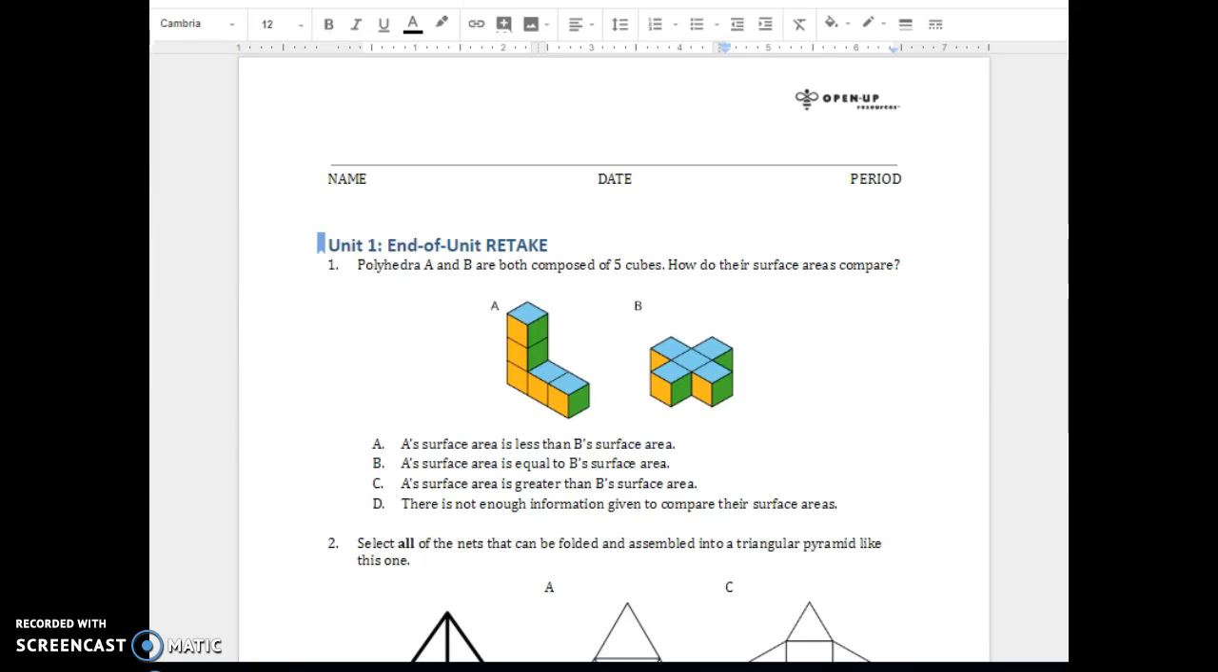A, A's surface area is less than B's surface area. B, A's surface area is equal to B's surface area. C, A's surface area is greater than B's surface area. D, there is not enough information given to compare their surface areas.